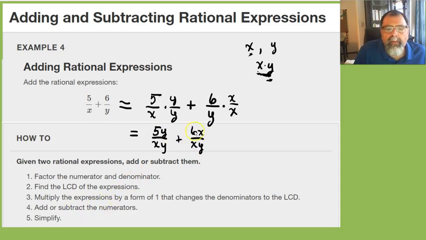Okay, now we're going to add the numerators and leave the denominator alone. So 5y plus 6x. And if you want, you can switch that order to put the x first and the y. It doesn't matter. Over xy. I would just leave it that way personally. And then you see if you can factor or reduce. In this case, you can't. So we're done.